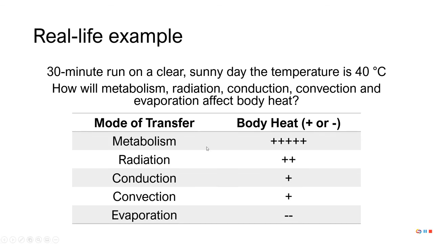So the answer is metabolism is going to increase your body heat, always does. Radiation is going to increase your body heat because in this case, the environment is hotter than your body temperature, so you're actually going to be absorbing heat from the environment. Conduction, you're going to gain a little bit of heat, likely as your shoes touch the ground when you're running. Convection, you're running through a hot fluid, but because it's a hot gas and not a hot liquid, you're not going to be gaining a ton of heat. And with evaporation, you're going to be losing heat because evaporation always causes you to lose heat.